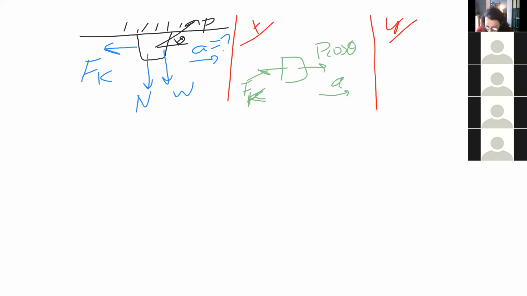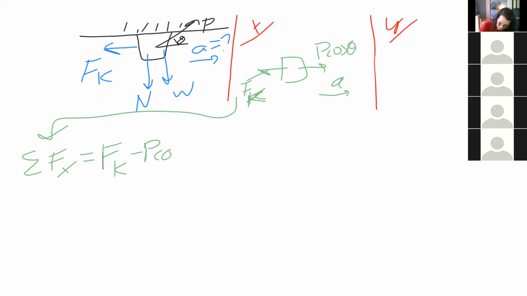F sub k. So if I sum my forces in the x direction, I have my F sub k minus my applied force times cosine of theta. And that's going to be equal to m times the acceleration, where that is the acceleration I'm ultimately looking for.